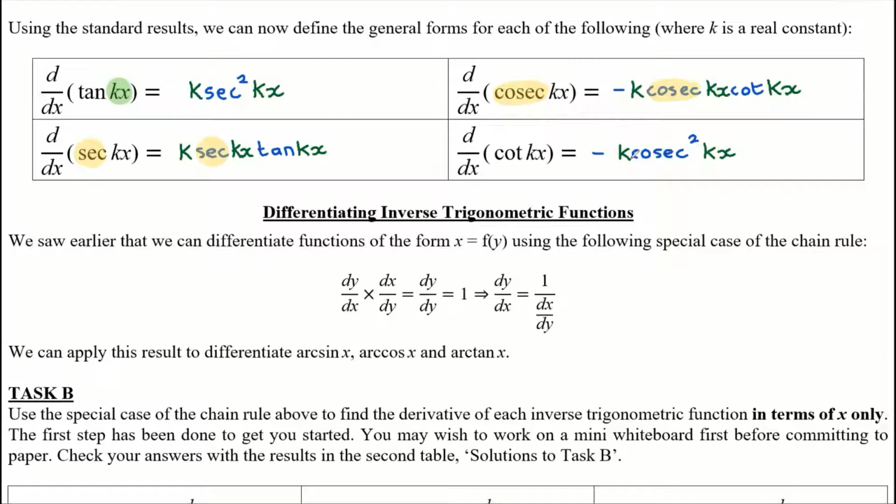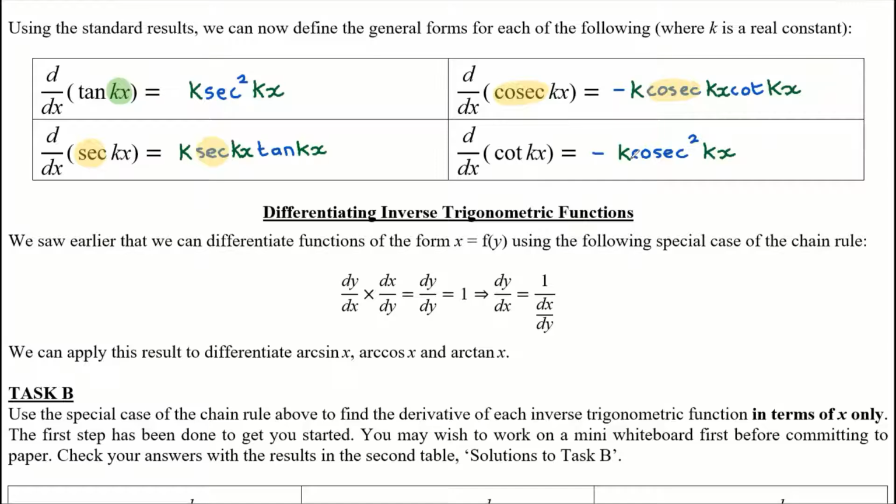Now, once again, I've alluded to this already. You don't have to remember these. These are standard results that are provided for you in the formula booklet. But it's good to know how to derive them because you're applying your knowledge of the quotient rule and a few other things. And it's also a good way of ingraining the knowledge as well by actually going through the process. You understand where it comes from a little bit more.